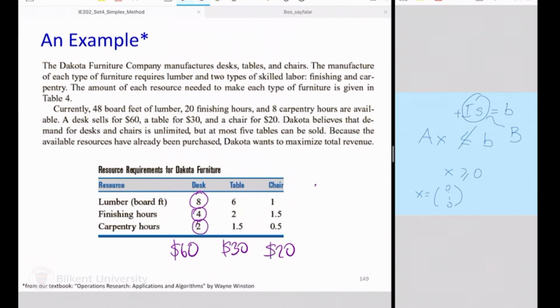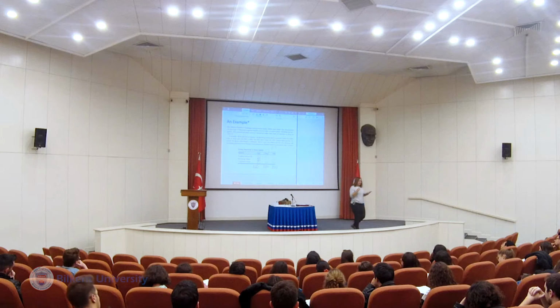What else? I can sell as much as I produce, except 5 tables can be sold at most, all right? So I cannot sell more than 5 tables. This is what I know. And the objective is to maximize the total revenue with respect to these selling prices. All right, that's a very simple example.